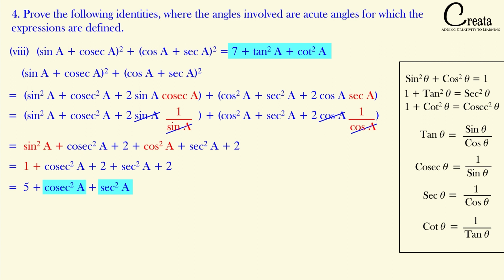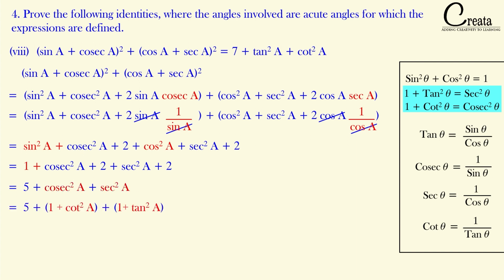So basically somehow we have to convert cosec and sec into cot and tan. How can we convert the cosec into the cot and sec into the tan? We will use our second and third trigonometric identity equations. The second trigonometric identity equation, sec square A is equal to 1 plus tan square A, and the third trigonometric identity equation, cosec square A is equal to 1 plus cot square A.